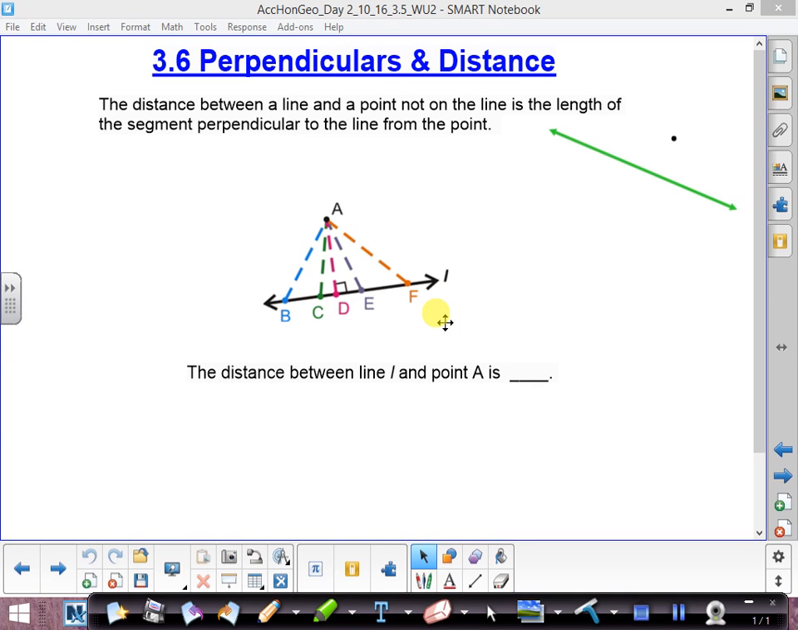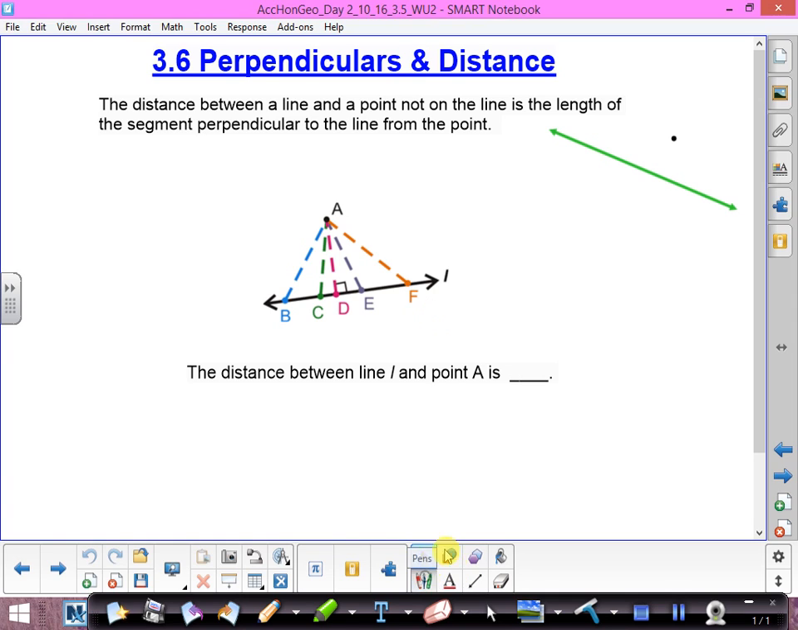So in section 3.6, we're going to focus on the distance between given lines and a point not on the line or between two parallel lines. To solve these problems, sometimes you would just be able to count the distance, but a lot of times you cannot. So we're going to figure out how to work through this algebraically.